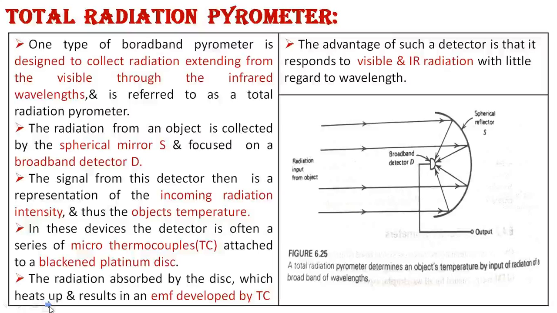The radiation from an object is collected by the spherical mirror and focused on the broadband detector D. The signal from this detector is a representation of the incoming radiation intensity and thus the object temperature. In these devices, the detector is a series of micro thermocouples (TC) attached to a blackened platinum disc. The radiation is absorbed by the disc, which heats up and results in an EMF developed by the thermocouple. The advantage of such a detector is that it responds to visible and IR radiation with little regard to wavelength.